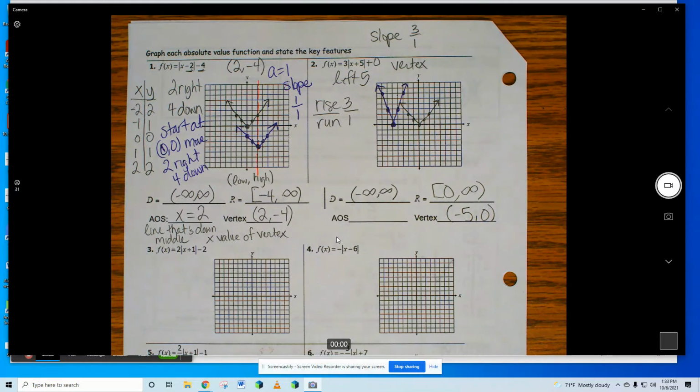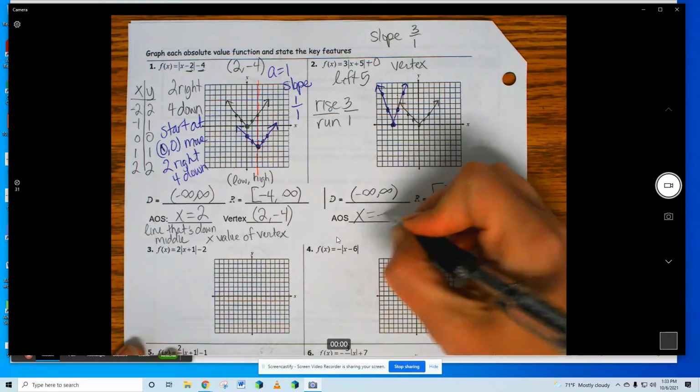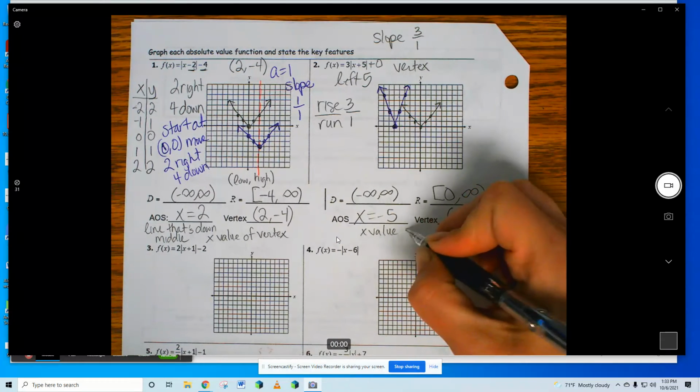Axis of symmetry. What is it? X equals -5. It's the X value of my vertex.